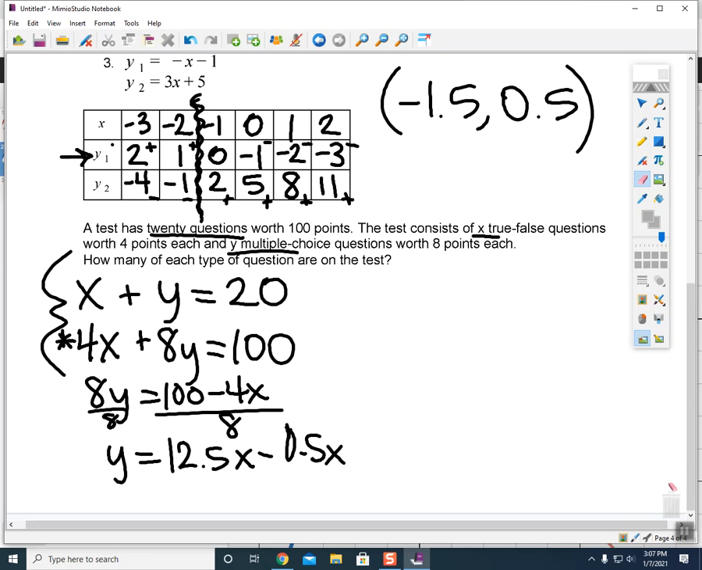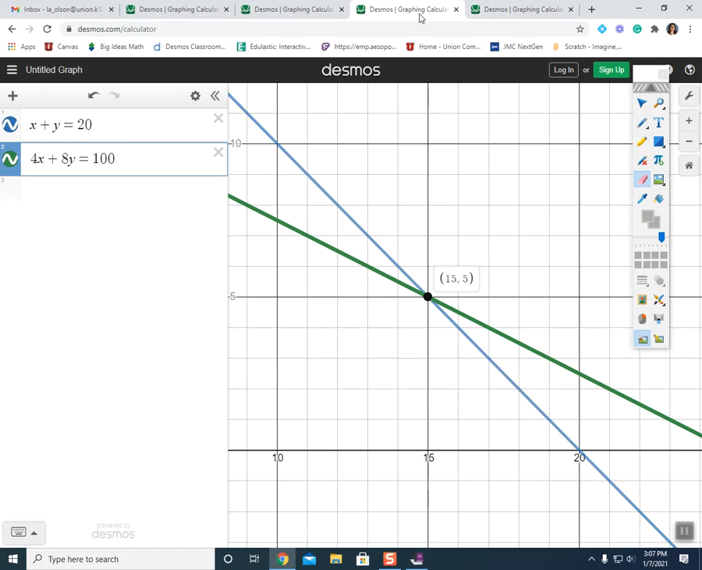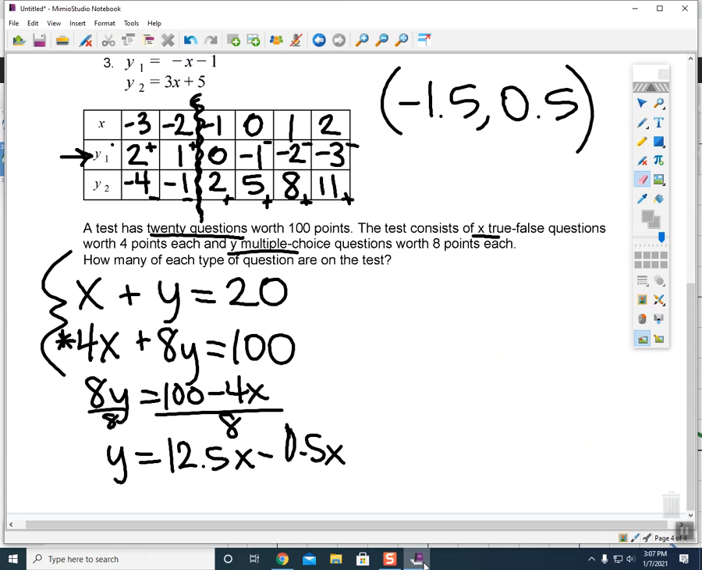It would be pretty difficult to be super accurate on the graph that you're given. But if we come over here and graph it in Desmos, it's going to be pretty simple to make sure that we have the right answer. So it intersects here at 15.5. So if I come back over here, my solution is 15.5.